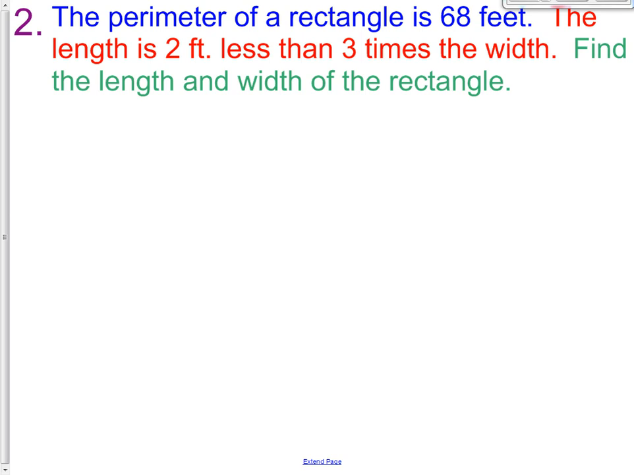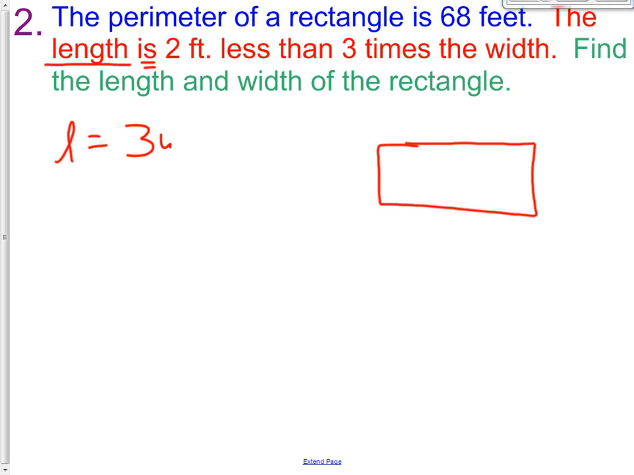One thing that kind of helps me here, I guess, is if I draw a picture of a rectangle. Now I see that the perimeter of the rectangle is 68, so if I add up all the sides I get 68, and the length is 2 feet less than 3 times the width. So the length equals 2 feet less than 3 times the width. So here's 3 times the width, and then you subtract 2.